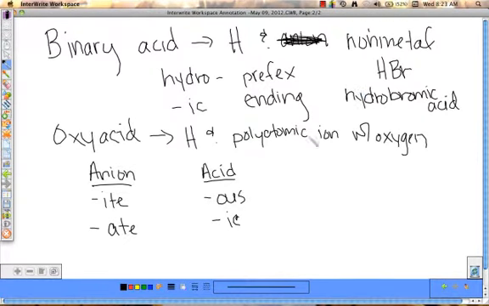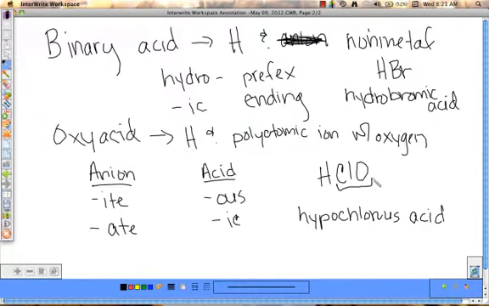So HClO would be what? Do we use hydro? No, because we have oxygen in it, we don't have to use hydro. So you would just look up ClO. ClO is hypochlorite. So what would be the name? Hypochlorous acid. Let's see, I'm going to write that is hypochlorite.